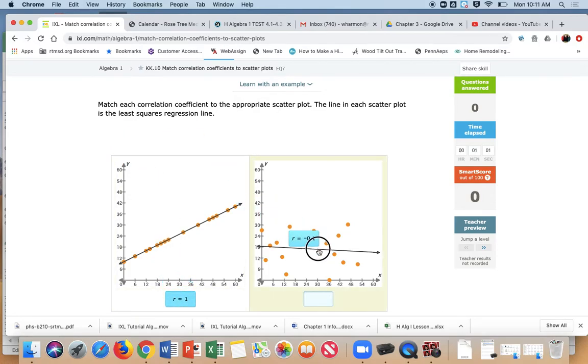And since these points are all over the place, it's going to be closer to 0. All right? And the positive or negative just means that, well, because the 1 is positive, it's going up, and because this line's going down, that's why it's negative.